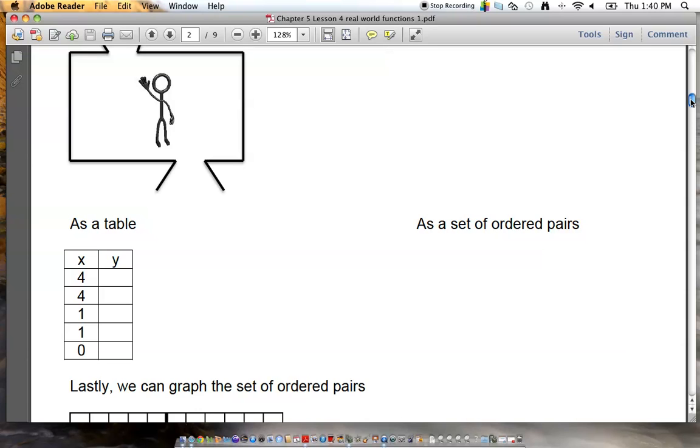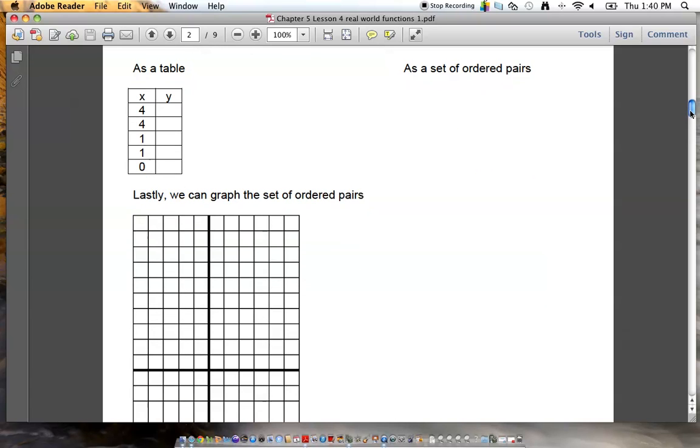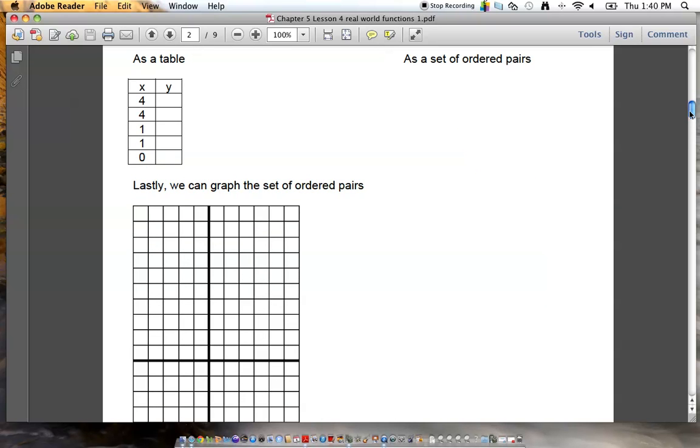First things first, let's go to 100% on my screen. Ready? Y equals square root of x plus 2. Let's fill in our table. We'll do that first. If we take the 4, and I do the square root of 4, what's the square root of 4?